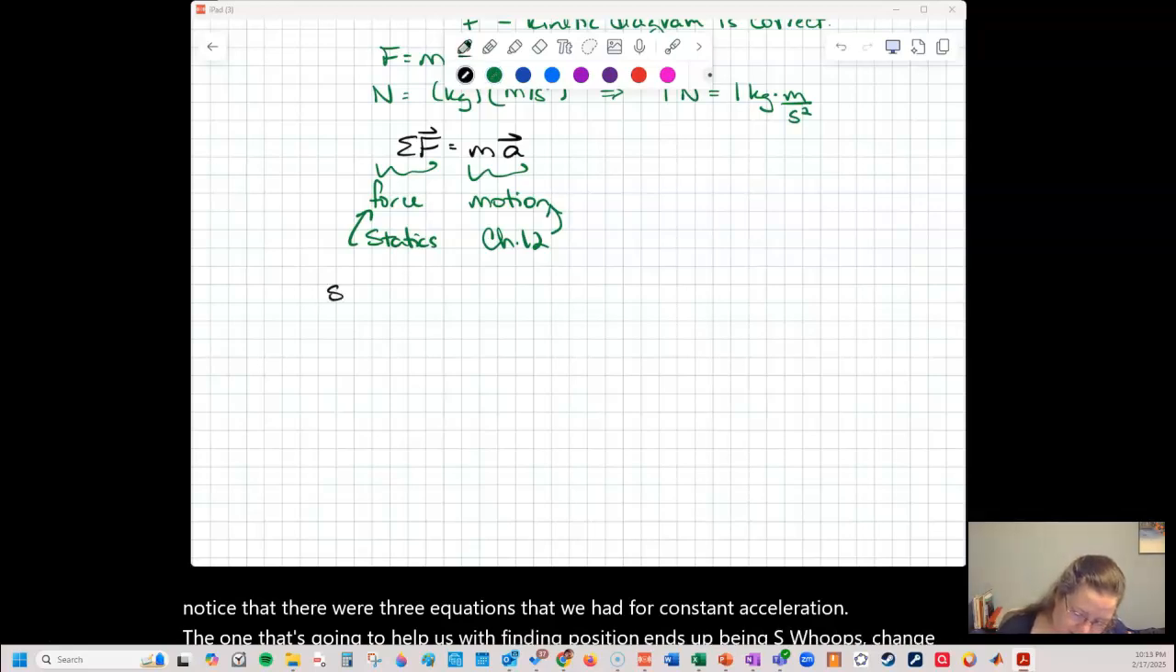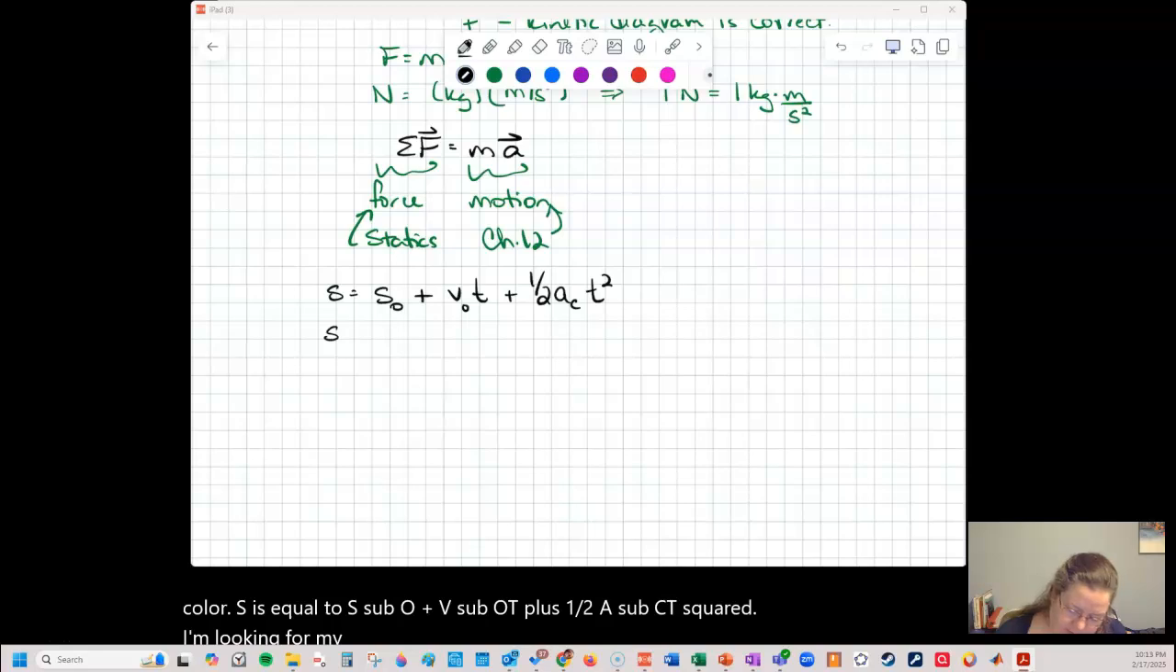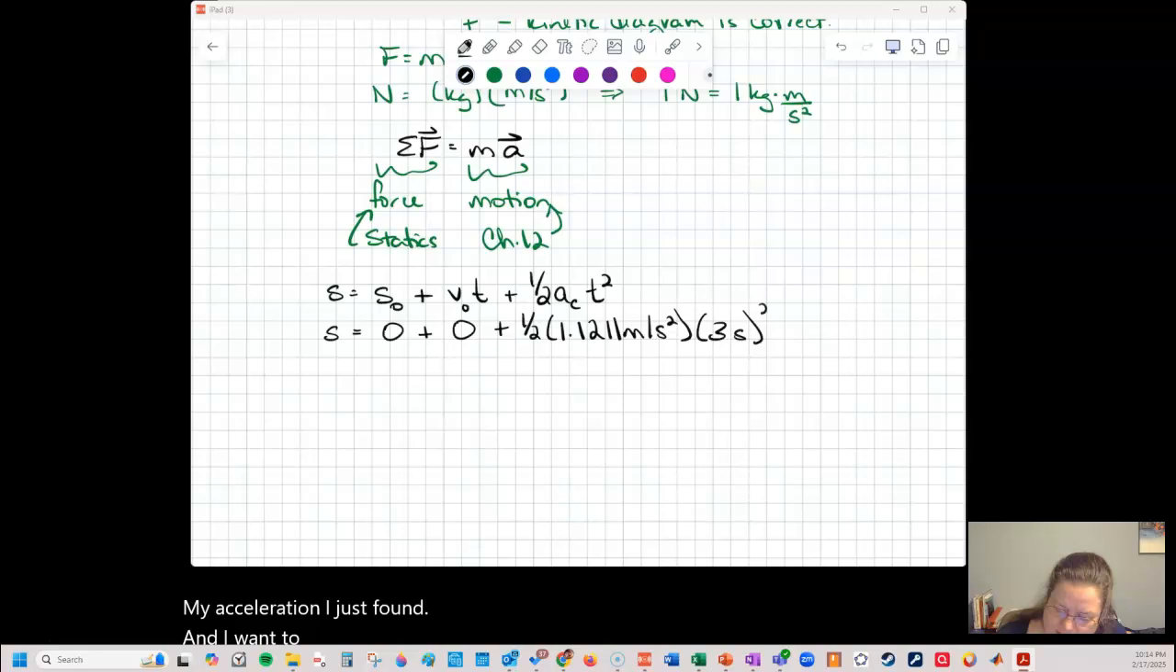S is equal to S sub O plus V sub O t plus 1/2 A sub C t squared. I'm looking for my final position. I'm starting at the origin. My initial velocity is at rest. My acceleration I just found. And I want to know how far it has gone after 3 seconds.